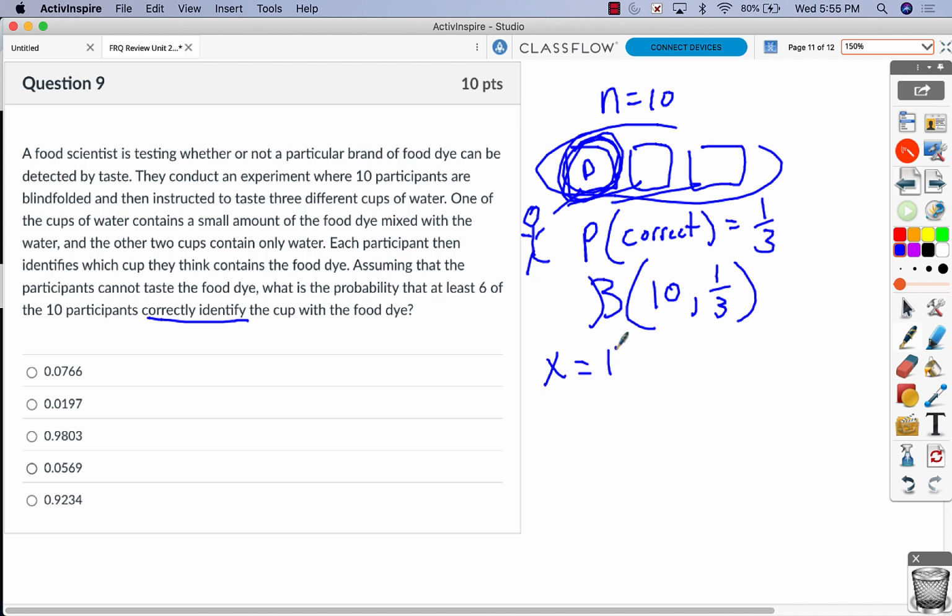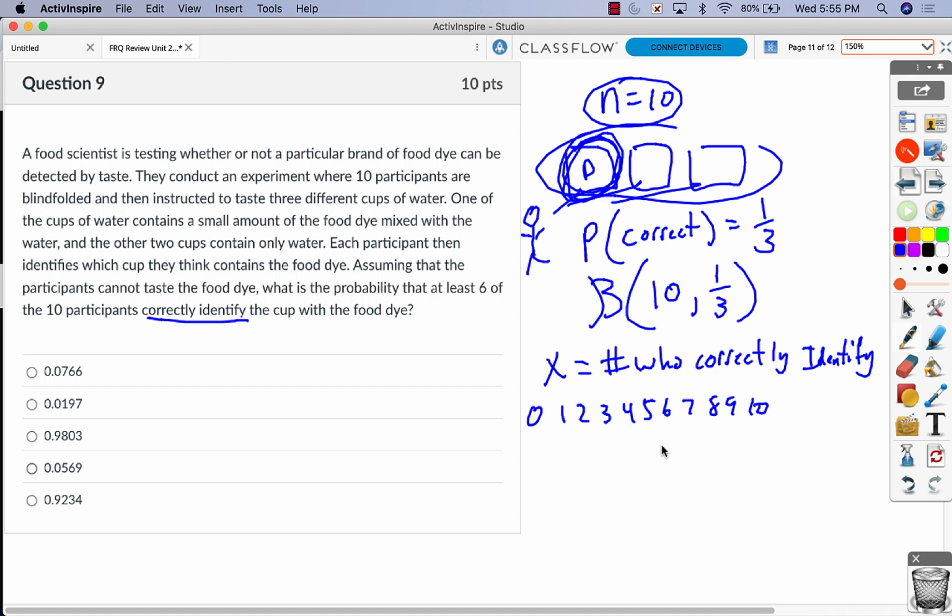X is going to be the number who correctly identify. This is out of the 10. How many correctly identify? It could be 0, 1, 2, 3, 4, 5, 6, 7, 8, 9, and 10. So this is a discrete random variable because there's 11 possibilities. Since you can count how many possibilities there are and there are gaps between every possibility, that's called discrete, and it's going to fall in a table.